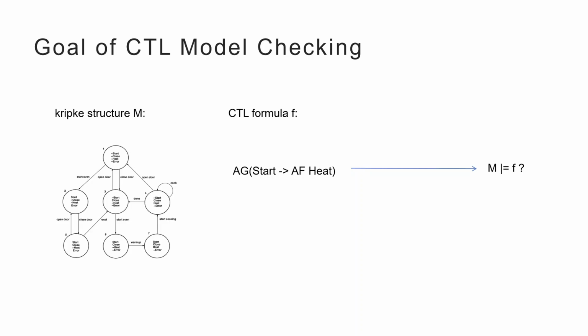After introducing all this background knowledge, we can finally return to today's main topic. Let's first clarify the goal of CTL model checking. In short, given a Kripke structure M and a CTL formula F, we need to verify whether M satisfies F. The entire verification process can be broken into two steps.